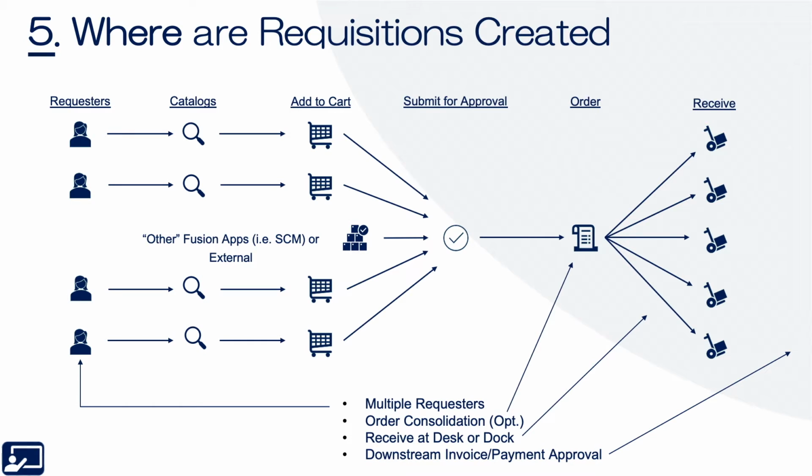They then are consolidated, or in theory consolidated, into one or more orders. Those orders go out to suppliers and items are received at desk or dock, and then there's this whole service idea of whether you have a service receipt or a two-way match with a routing for approval. So here on the bottom, it talks about multiple requesters, order consolidation, receive at desk or dock, and makes a note about downstream invoice and payment approval. Typically you get an invoice, and by the nature of linking and matching to a PO, it gains its approval.